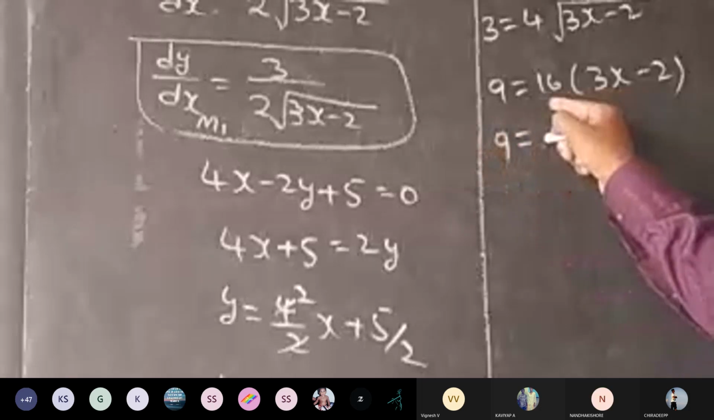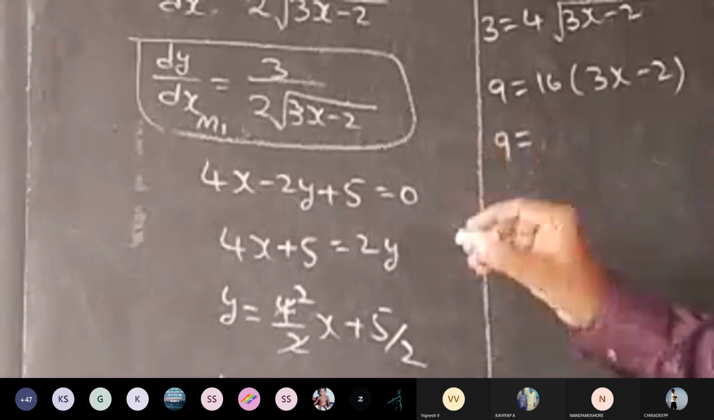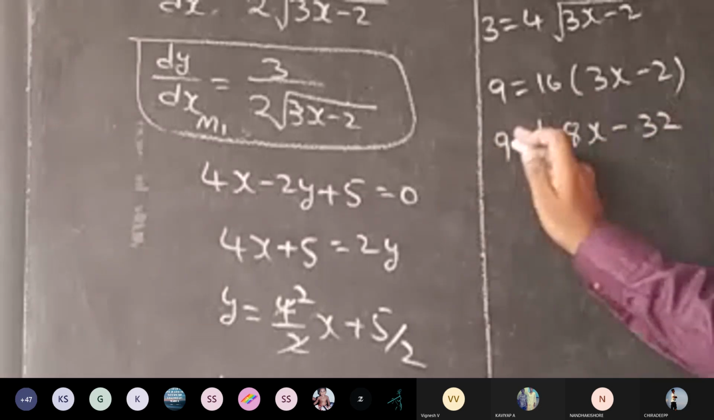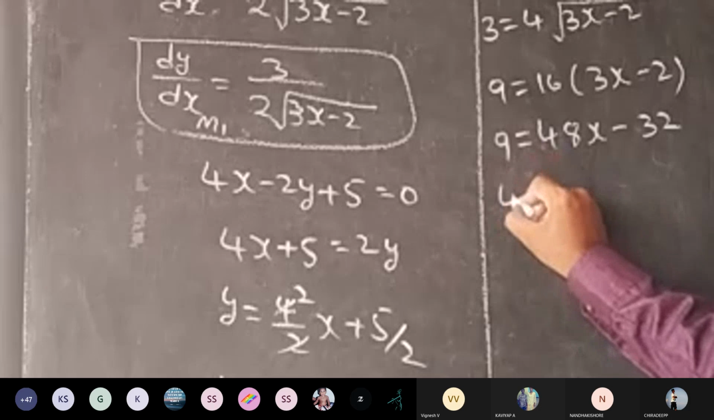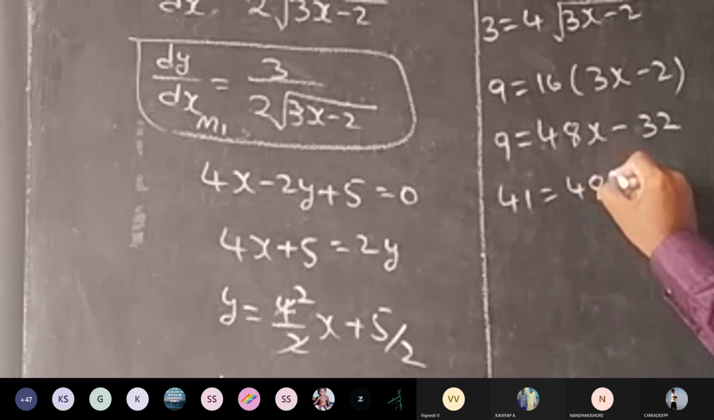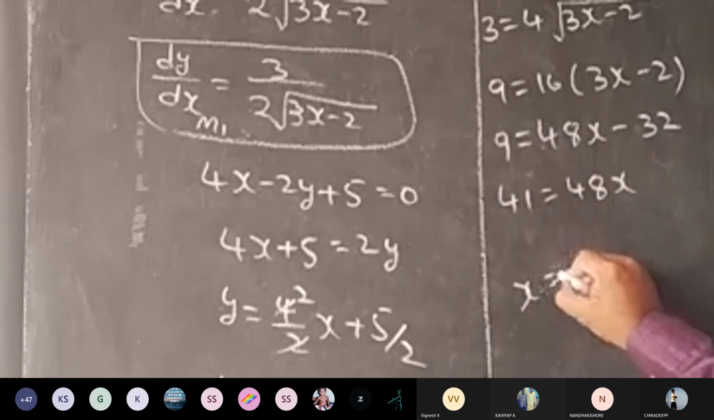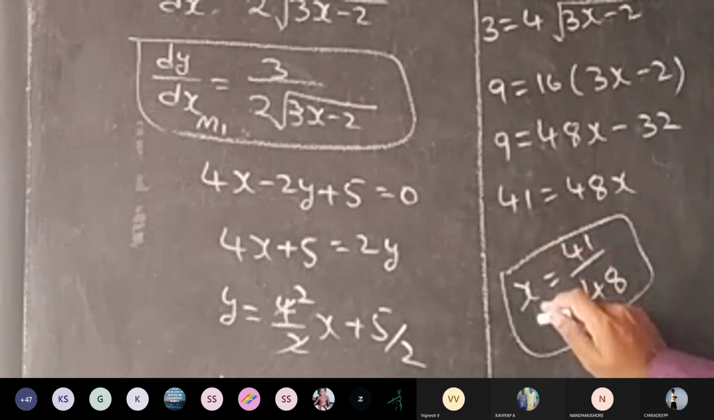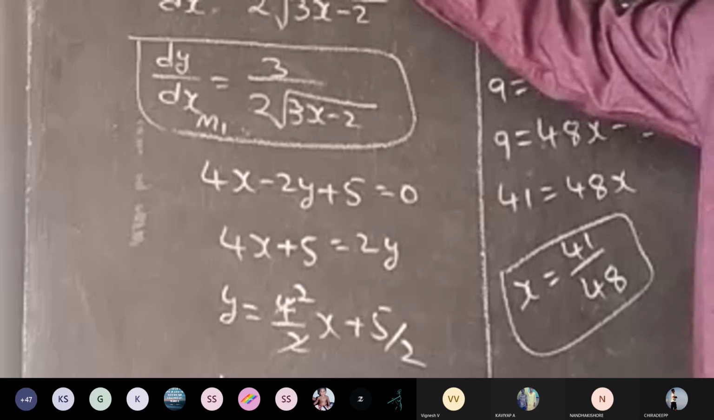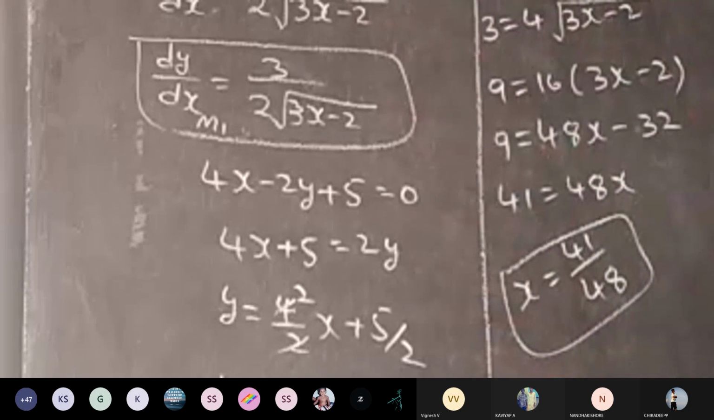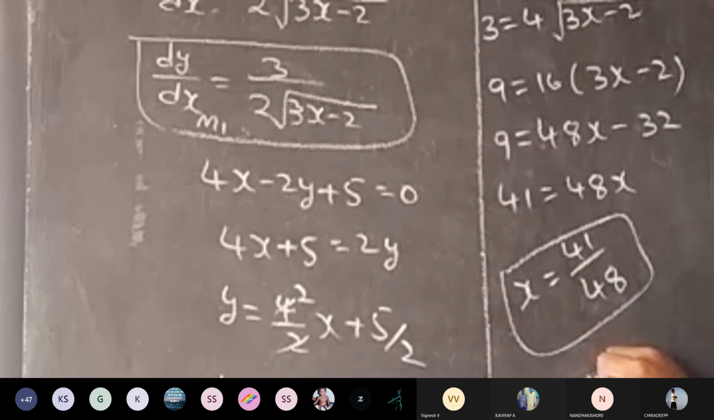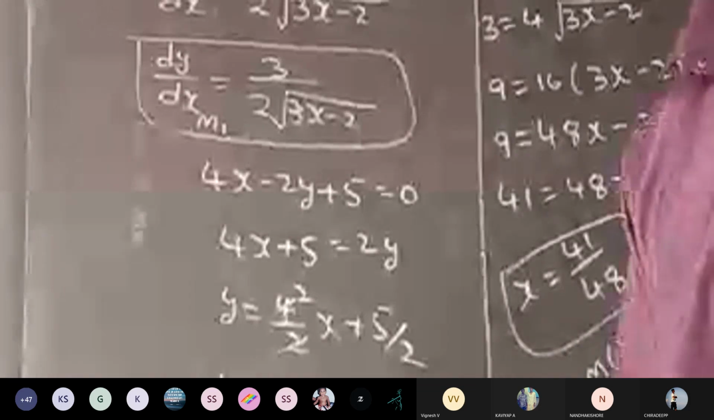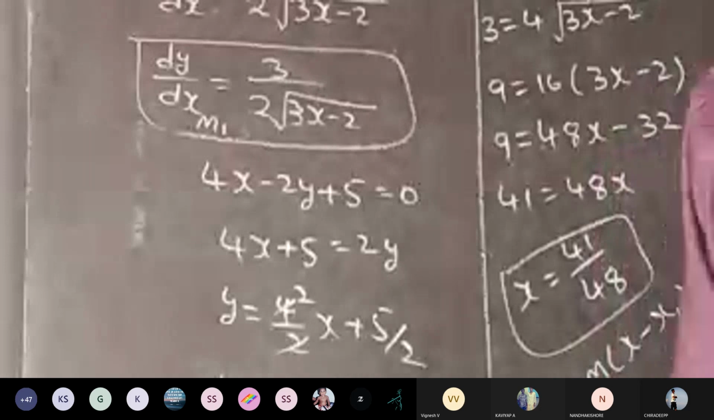So 9 is equal to 16 into 3x, 48x, minus 32. 32 plus 9, 41 is equal to 48x. So x is equal to 41 by 48. So you got the x value, now you can substitute it here. You got the y value. You can find the equation y minus y1 is equal to m into x minus x1. That is the answer. Okay.